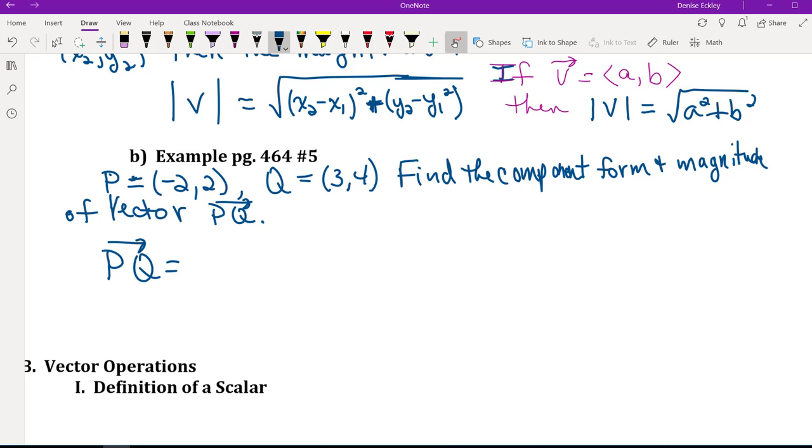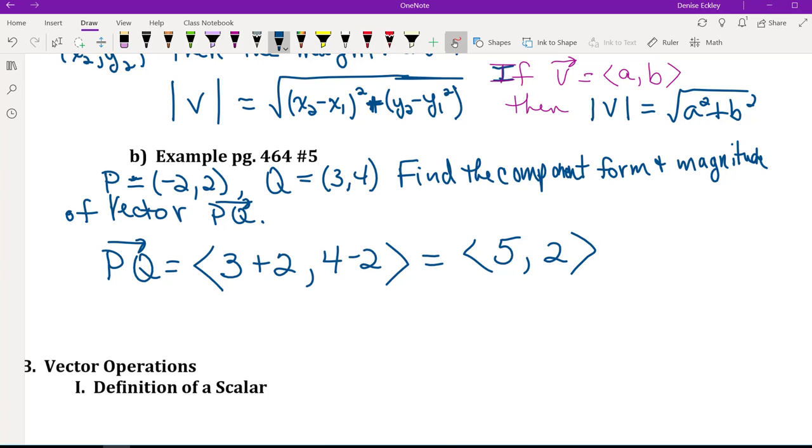Okay, so the first thing we want to do is find vector PQ. So we're going to do our head-tail rule. So we're going to do 3 minus a -2, so that would be +2, and then we're going to have 4 minus 2. So we get, last time I checked, 3 plus 2 was 5, comma, 2.